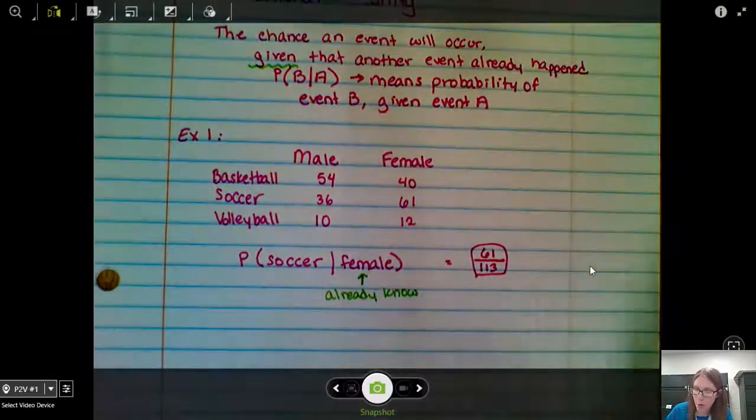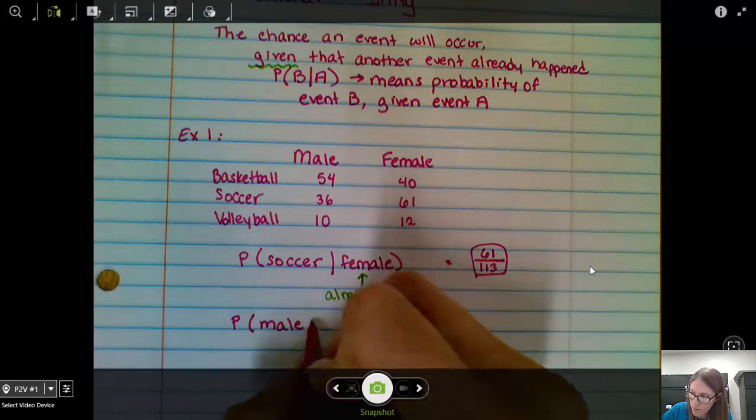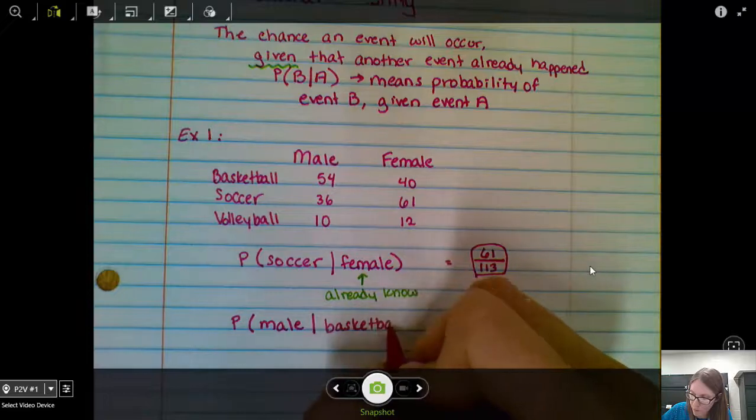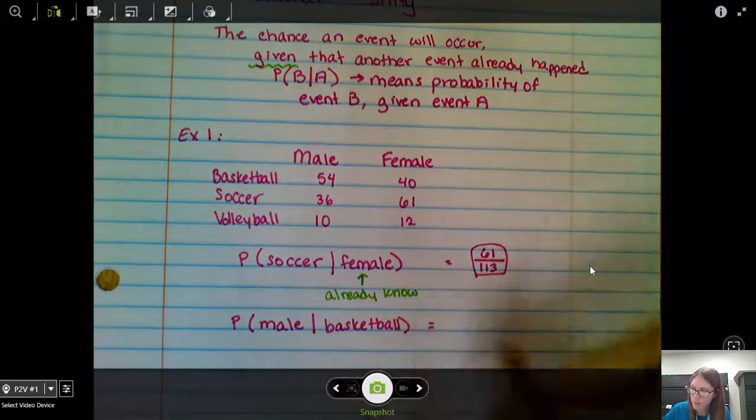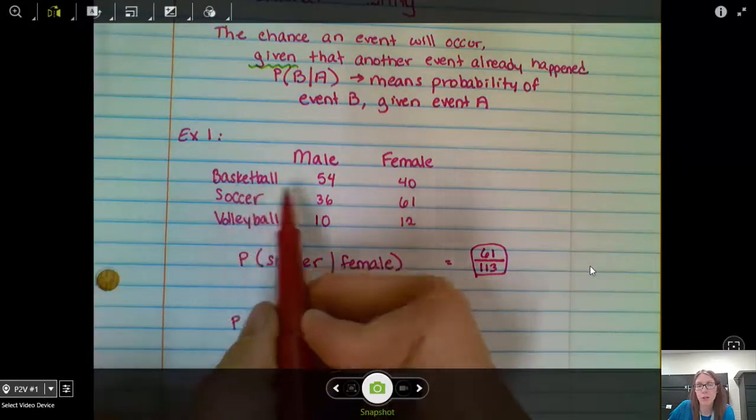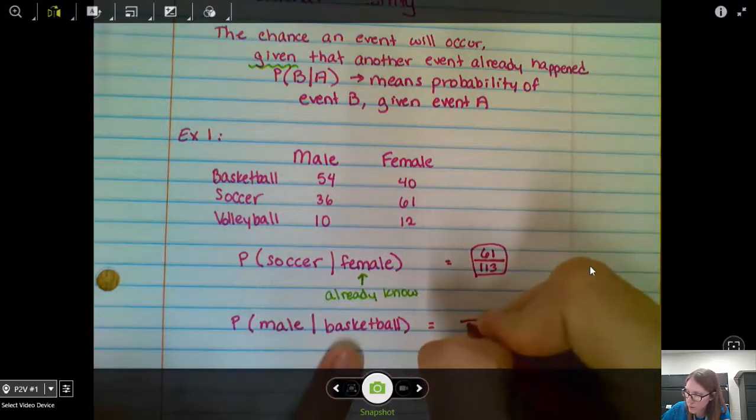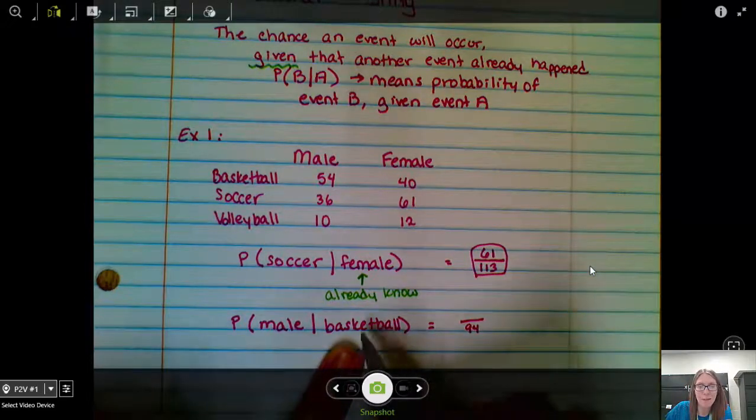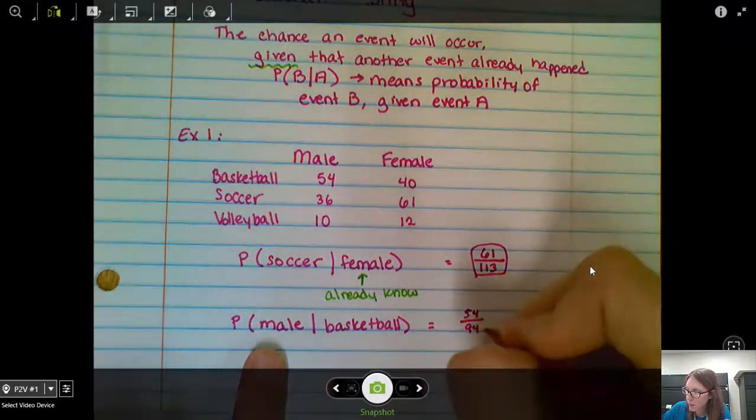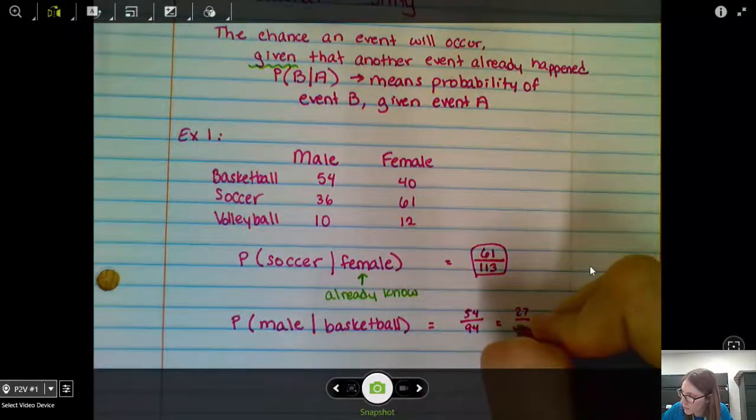Same table, another problem going along with this. The probability that a student is male, given that they are a basketball player. We know whoever it is plays basketball. So look in our row for basketball here. We have 94 people altogether that play basketball. The chance that they are a male is 54 out of 94. Okay. And then we could simplify that to 27 over 47.